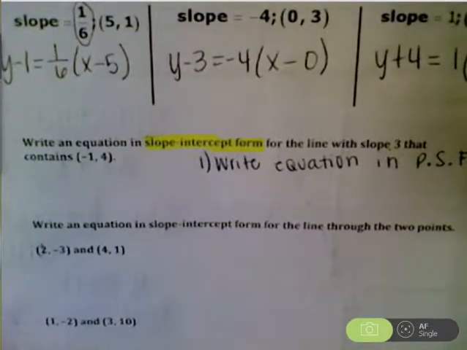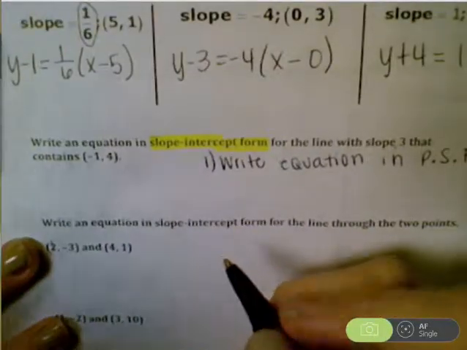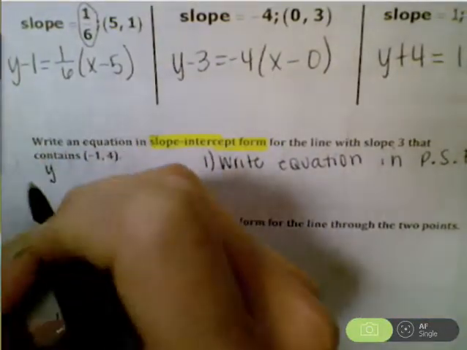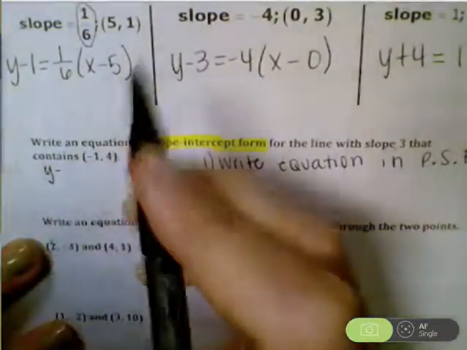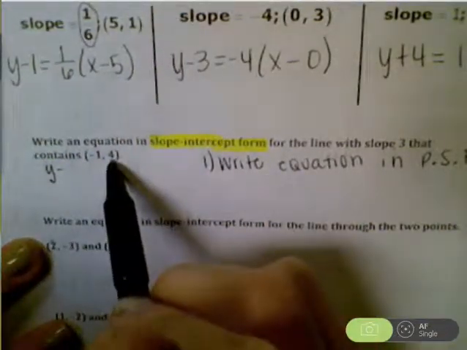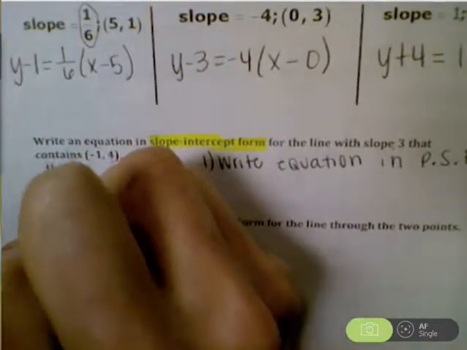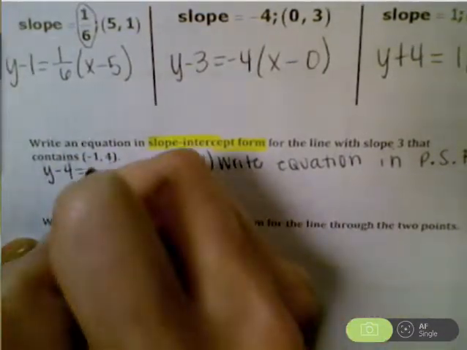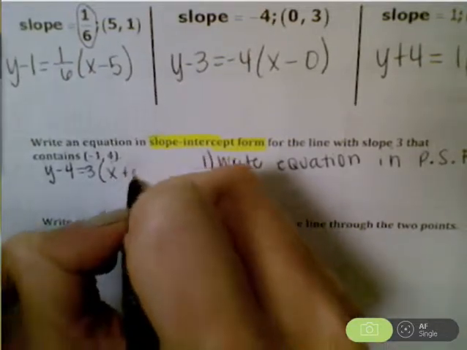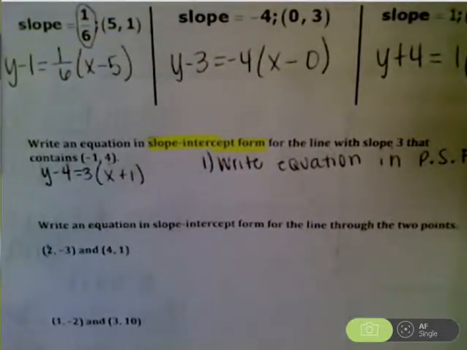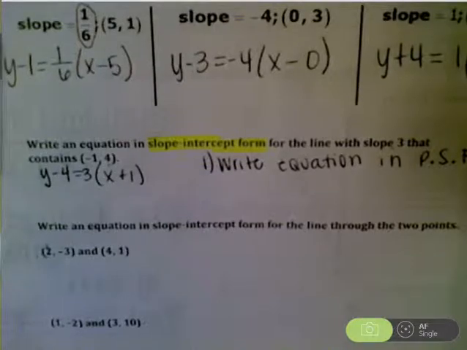So, Drew, what would this equation be in point-slope form? It would be y minus 4 equals 3 times x plus 1. There you go. y minus 4 equals 3 times x plus 1.